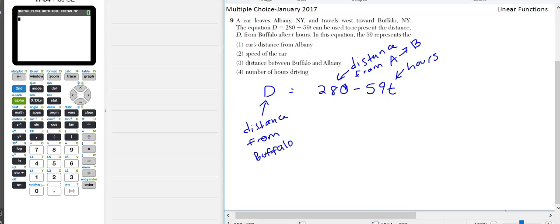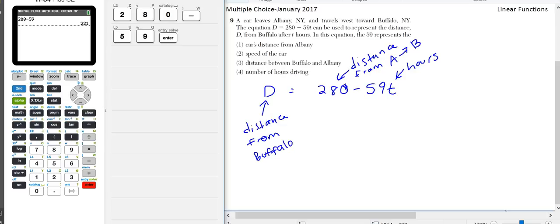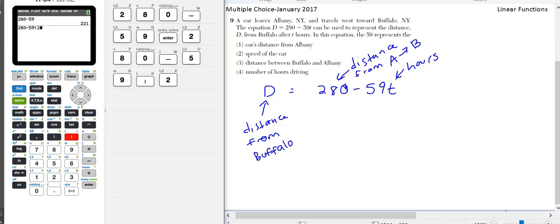So let's say after the first hour, we have 280 minus 59. So after the first hour, we only have 221 miles left. After the second hour, we have 280 minus 59 times 2. We have 162 miles left. So in this question, 59 represents the speed of the car, which is choice 2.